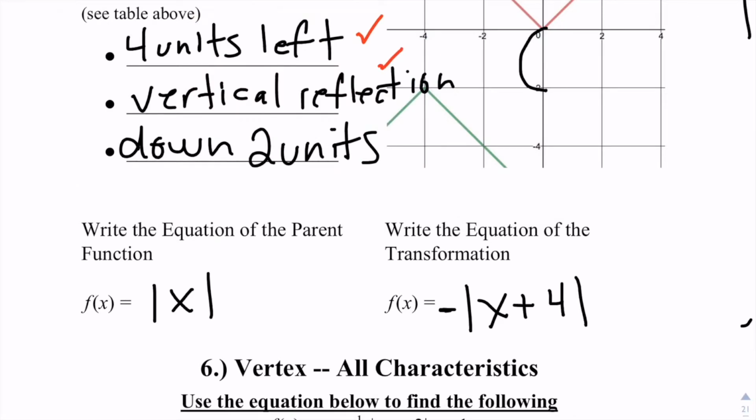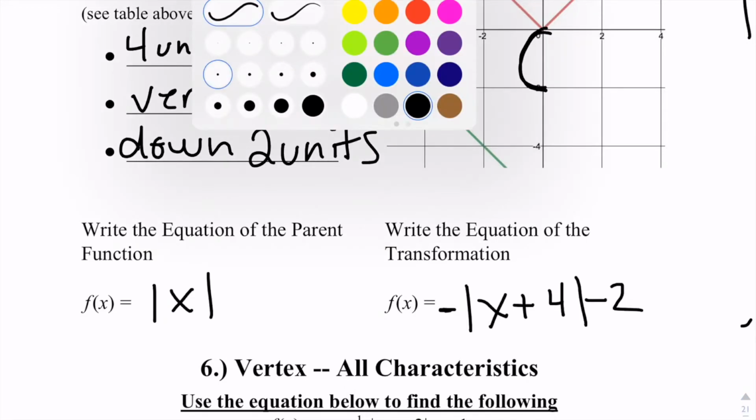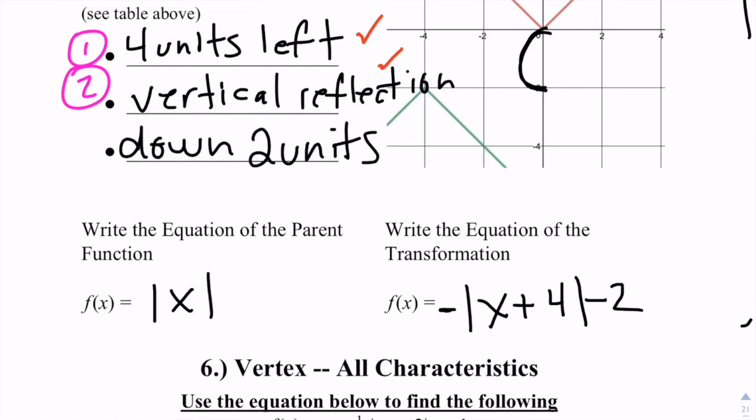And then lastly, we do the vertical transformation or shift, however you want to call it. And we notice that right here it was down 2. And that goes on the outside because it's vertical. Anything that deals with vertical goes on the outside. And that one is just -2. So here we have it. By recognizing all 3 in order of our transformations, we are able to take the parent function and create the shifted or translated or transformed function.